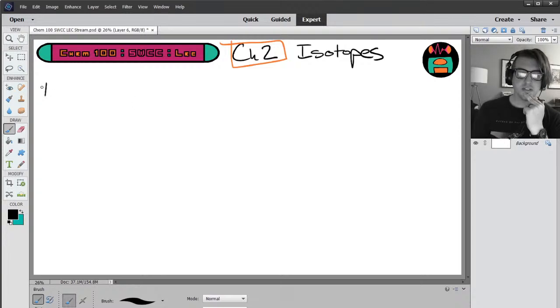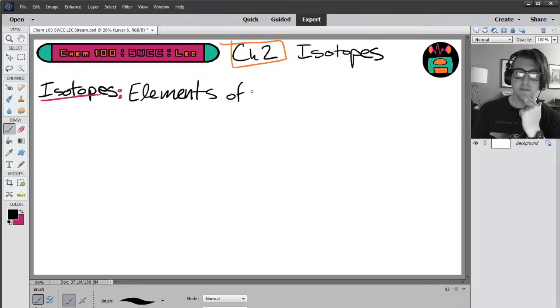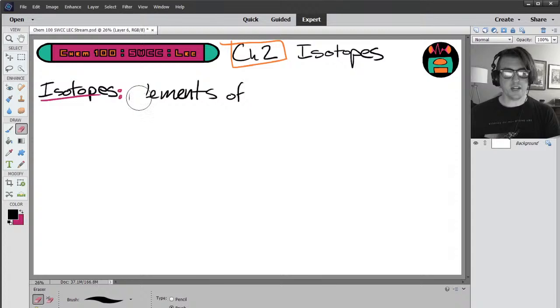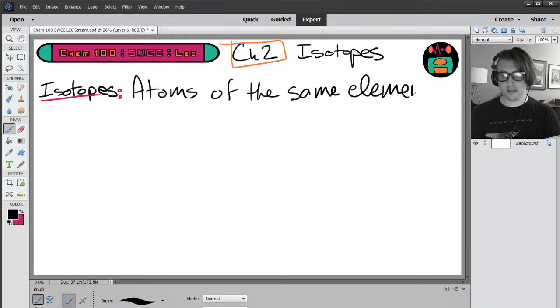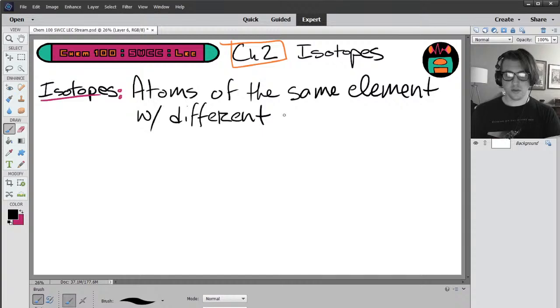The definition of isotopes is this. Or I should say isotopes. Here's the definition of isotopes. They are elements of, not elements. We need to be precise with our language here. Atoms. Isotopes are atoms of the same element. In other words, they have the same number of protons. Atoms of the same element with different neutron counts.